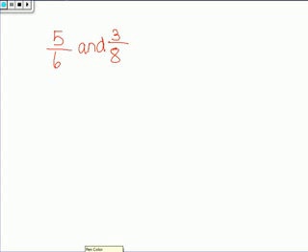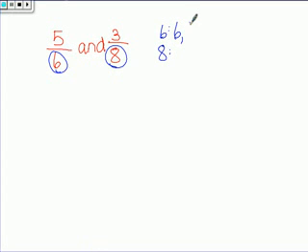All right, so now that you've worked your problem out, remember you start with your 6 and your 8, and you're going to find the LCM of 6 and 8. 6 times 1 is 6. 6 times 2 is 12. 6 times 3 is 18. 6 times 4 is 24. 6 times 5 is 30.